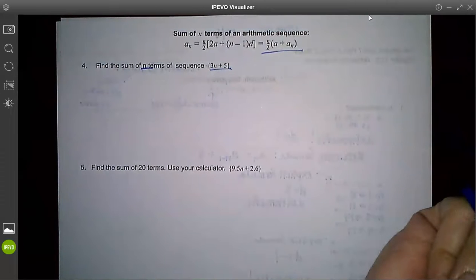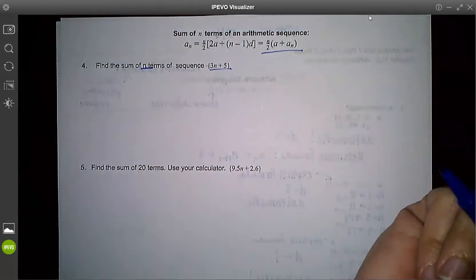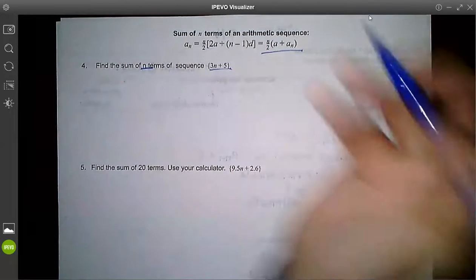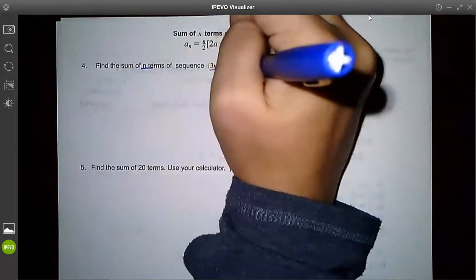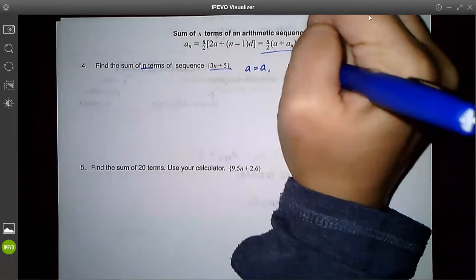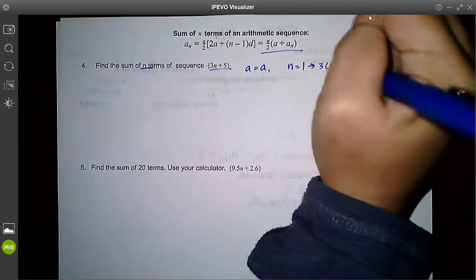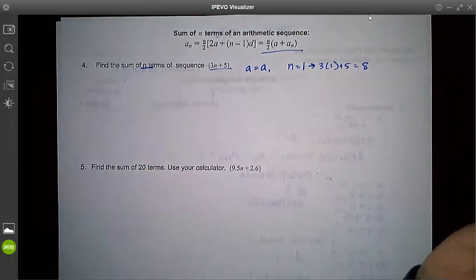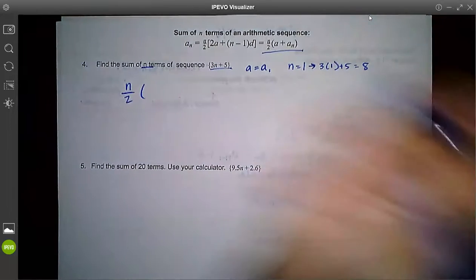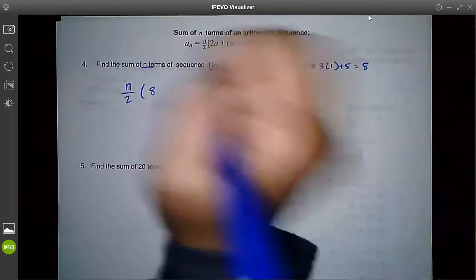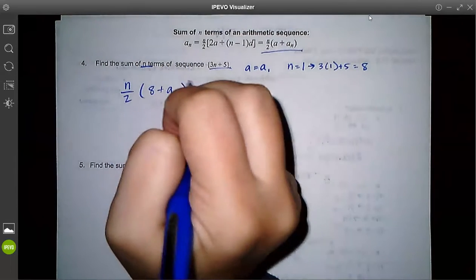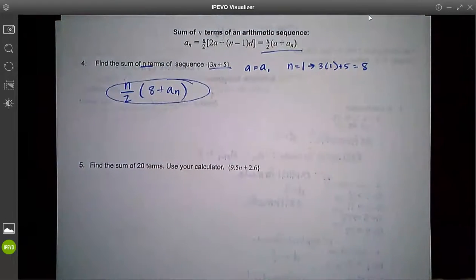A is your first term. So if you remember from your formula, you just plug in 1 for n. So your first term a equals a sub 1. So I'm plugging in 1. 3 times 1 plus 5 is 8. So my first term is 8. I'm going to have n over 2 times a, which is my first term, plus a sub n, which we don't know. And that's all you can really do there. I'm just going to leave that guy like that.